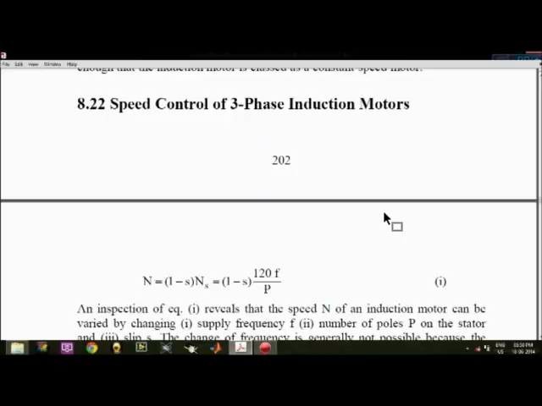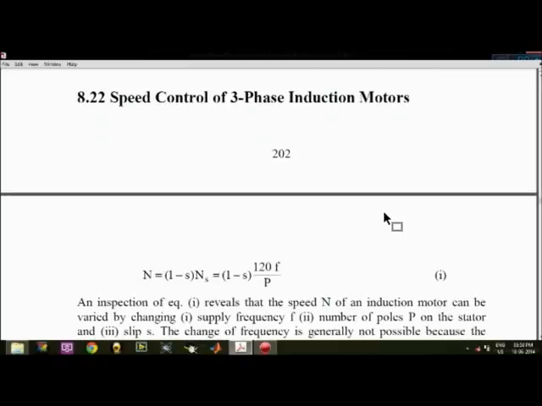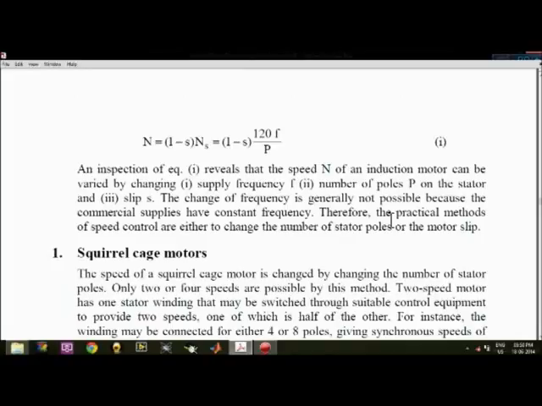Now there are several speed control methods of a three-phase induction motor. The speed is given as N equals 1 minus s, that is the slip, into the synchronous speed, and we get the new speed as (1 minus s) into 120f by P. And this reveals that the speed N of the induction motor can be varied by changing the supply frequency, the number of poles on the stator, and the slip s. So this new speed depends upon the slip, the frequency, and the number of poles.